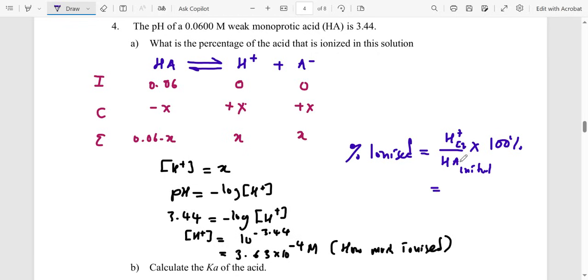So the concentration of hydrogen at equilibrium is 3.63 times 10 to the power negative 4. The initial concentration of the acid is 0.06, and then multiply by 100%. So this is going to give us a percentage ionization of 0.605%.